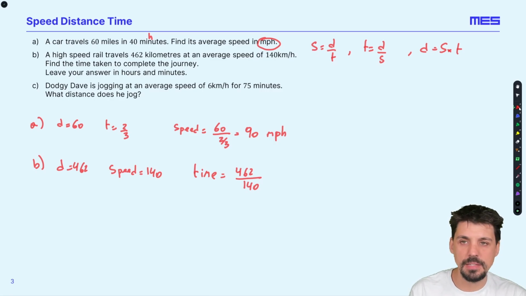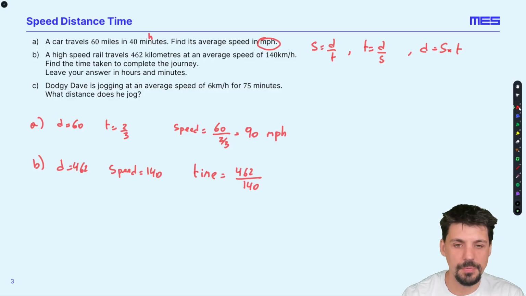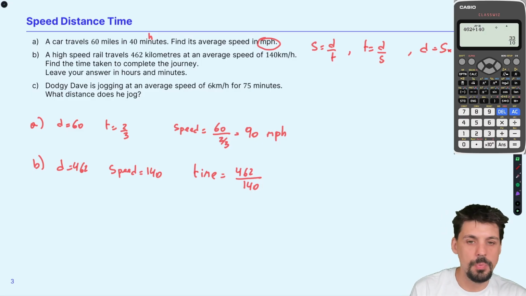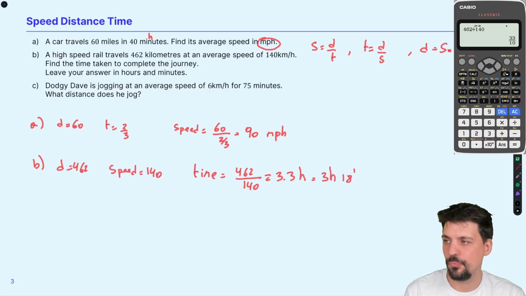So time is distance over speed. We need to figure that one out, and I'm going to call in a friend to help me out, which is 3.3. So that is 3.3 hours, which is 3 hours. Now 3/10 of an hour is 18 minutes.